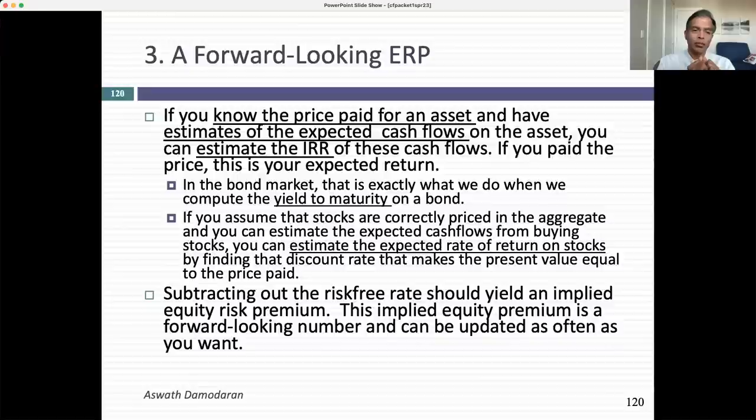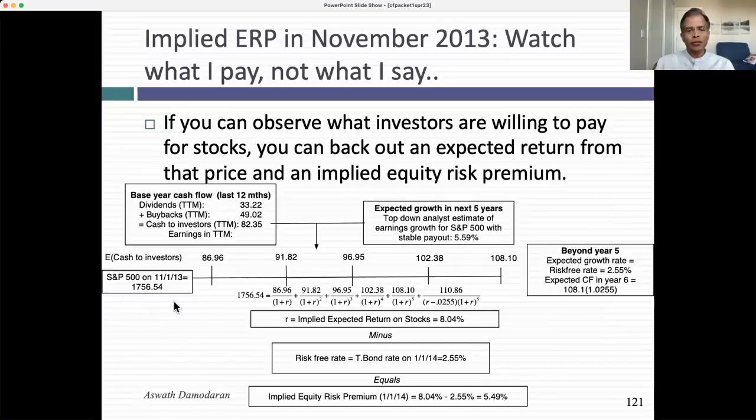It's a forward-looking number. Every time the price of the bond changes, the yield to maturity will change. I'm going to take that and apply it to stocks. Saying, how can you do that? A stock is not a bond. I know. But I'm going to make it look like a bond. And here's what you're going to do. You're going to take what you paid for stocks. I'm going to take you back to November of 2013. And I'll give you an update on what that number looks like today.